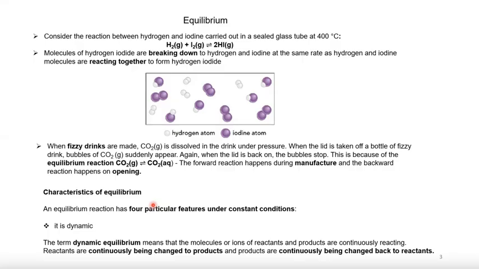What are the characteristics of equilibrium then? Equilibrium has 4 particular features under constant conditions. Equilibrium is dynamic, but what does dynamic mean? Dynamic equilibrium means that the molecules or ions of reactants and products are continuously reacting. Reactants are continuously being changed to products, and products are continuously being changed to reactants. This is a dynamic process. A characteristic of equilibrium is that it must be dynamic.